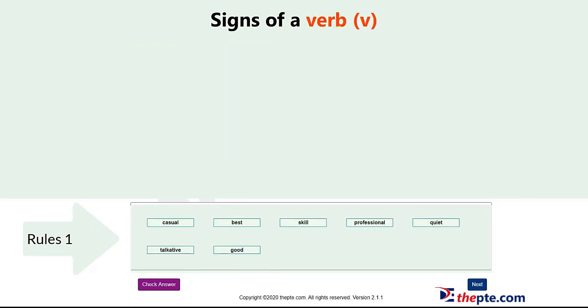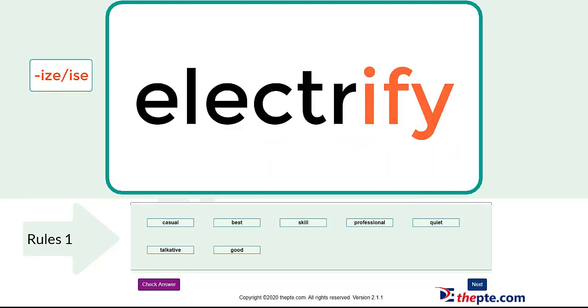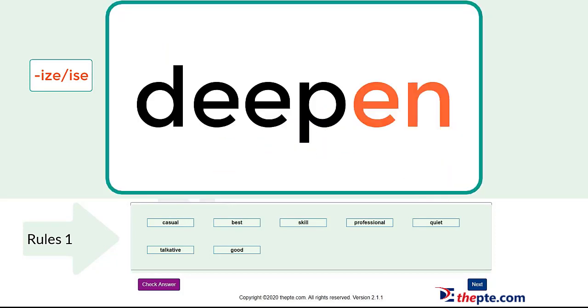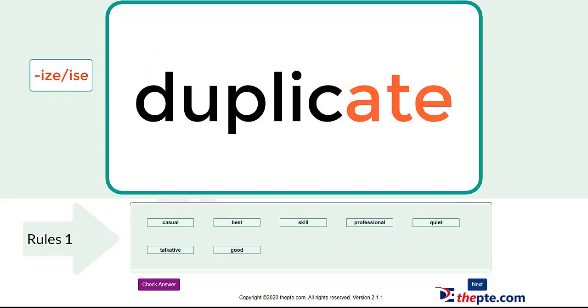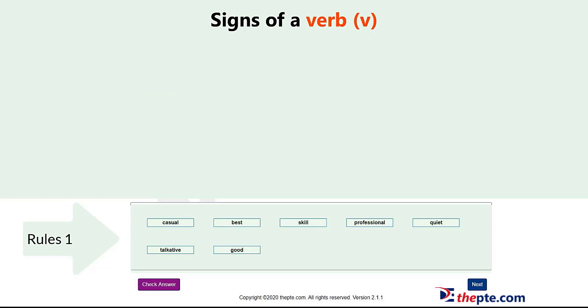Secondly, signs of a main verb, not auxiliary ones. Most words that end in the following suffixes are verbs. Also, some words that start with the following prefixes are verbs.